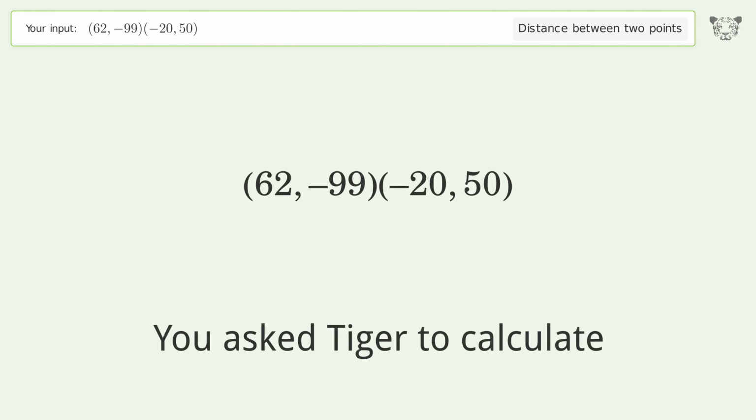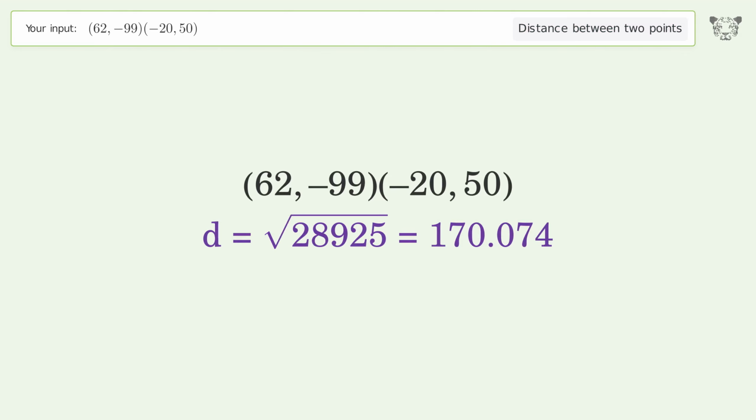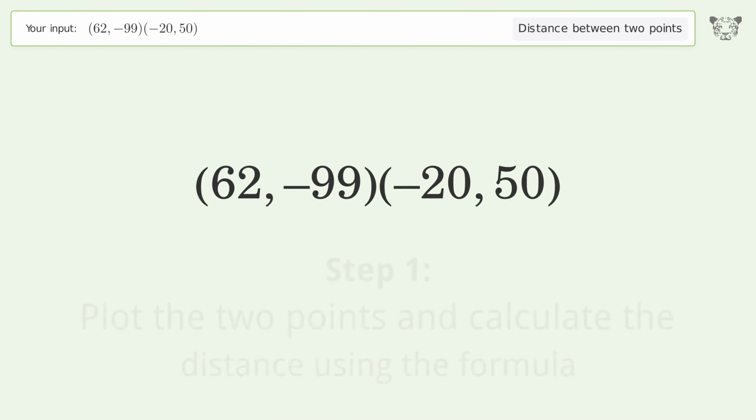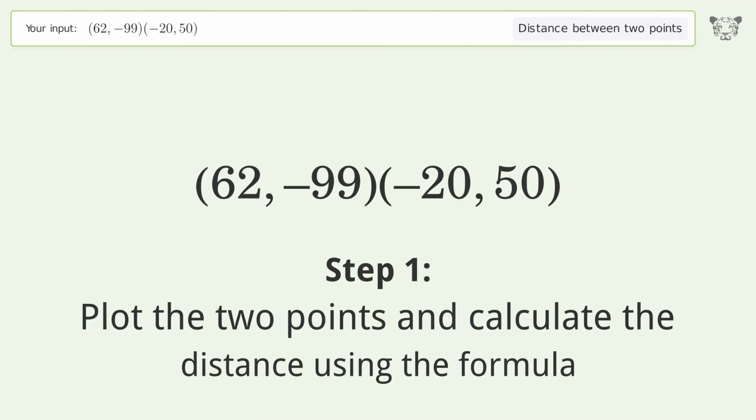You ask Tiger to calculate. This deals with the distance between 2 points. The distance between the 2 points is the square root of 28,925 or 170.074. Let's solve it step by step. Plot the 2 points and calculate the distance using the formula.